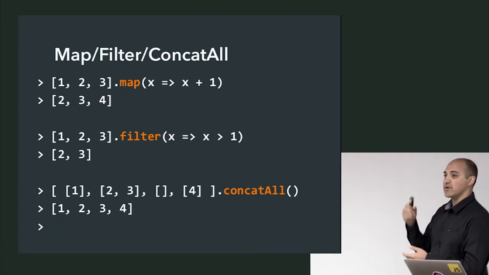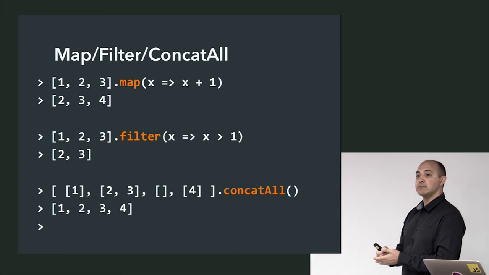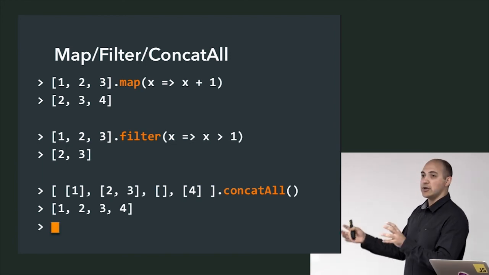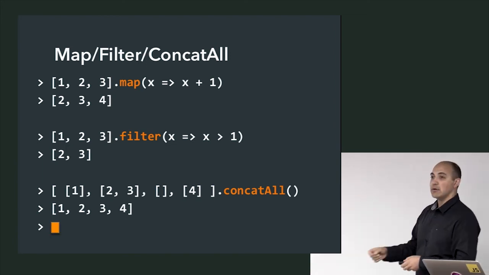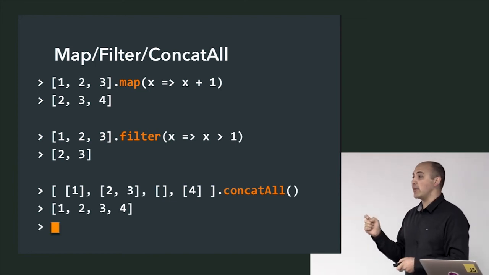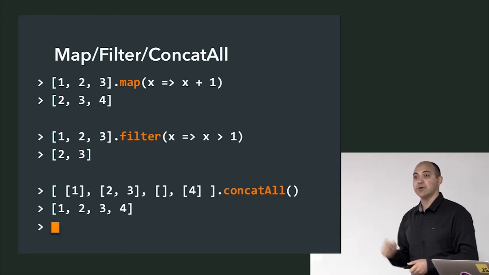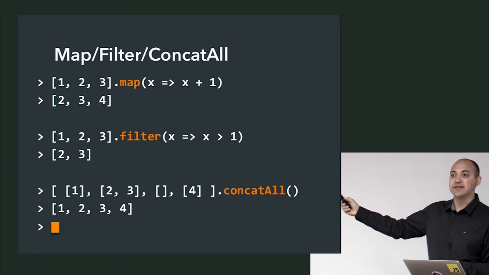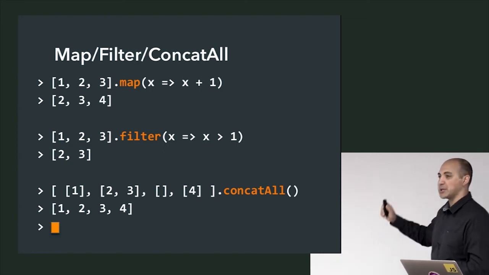So, quick review: map transforms every item in an array into a new collection. Filter applies a function to every item in an array, and only if it passes the test does it make it into a new array. And concat_all flattens multi-dimensional collections by one dimension.